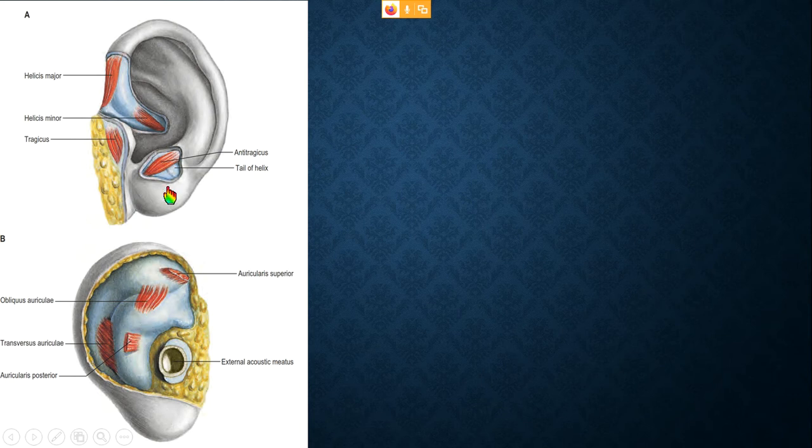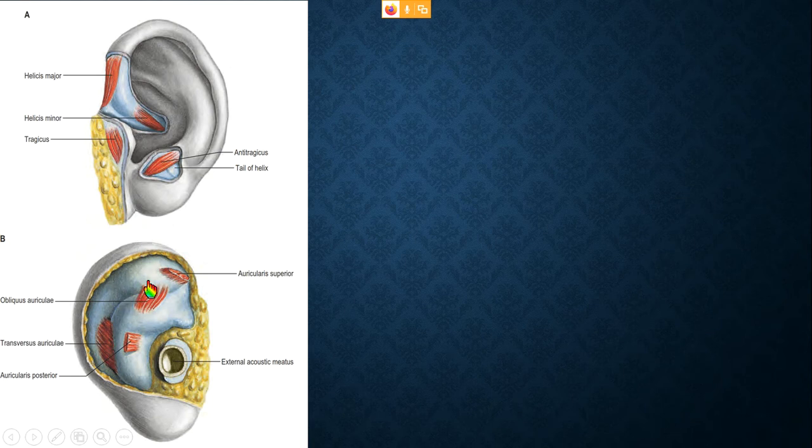Then coming to the intrinsic muscles, they include helicis major, helicis minor, tragicus, here you can see the tragicus, and antitragicus, and then transverse auriculae and obliquus auriculae. So here you can identify obliquus auriculae, and here you can see the transverse auriculae. These are the intrinsic muscles of the auricle.